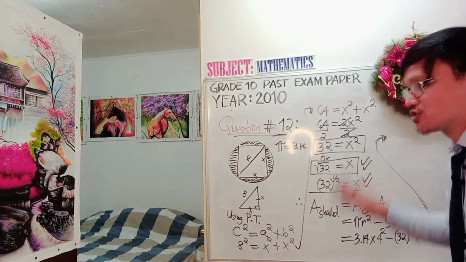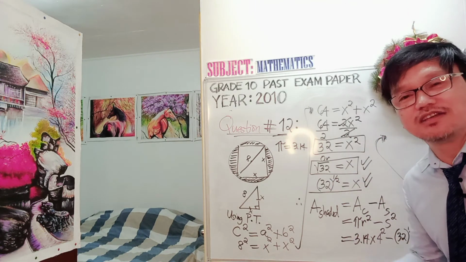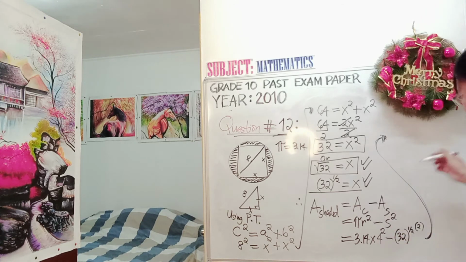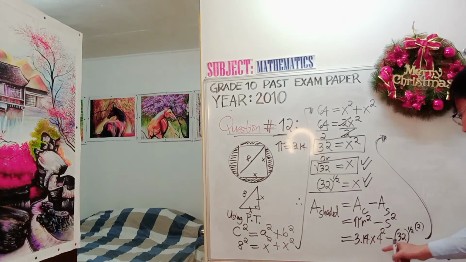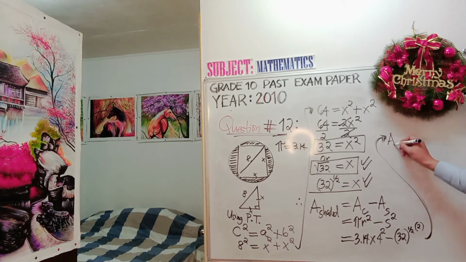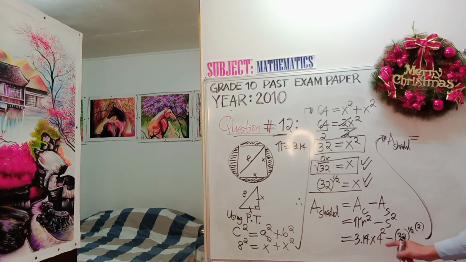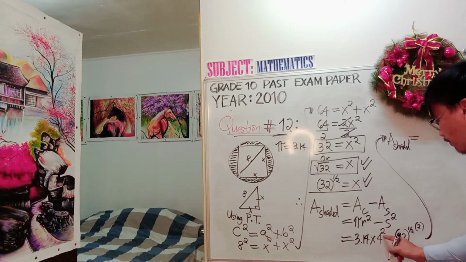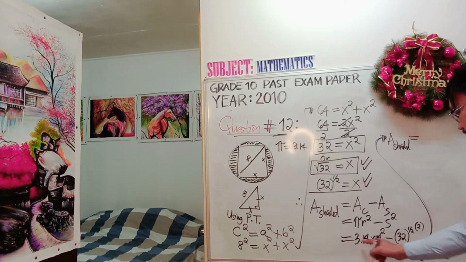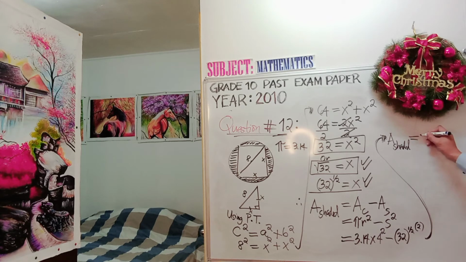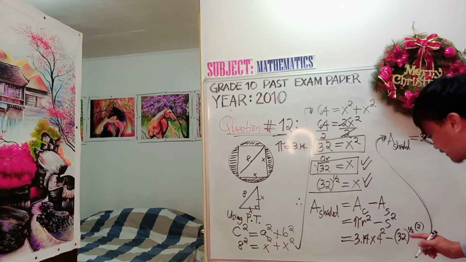This is question number 12, past examination, year 2010. Okay, so now let's multiply this. Area of the shaded part is equal to 4 squared. We don't have enough space, so 4 squared, when you multiply 4 by itself 2 times, is equal to 16. 16 times 3.14. So this will become 3.14 times 16 minus, okay, take note, look at this one here.